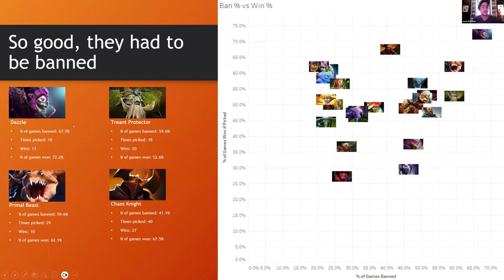So these 4 heroes, Dazzle, Treant Protector, Primal Beast, and Chaos Knight, are the 4 that I consider to be the most impactful, because they demanded bans in most of their games, and then in the ones that they didn't, they went on to sport very impressive win rates, ranging from 72 to 52.